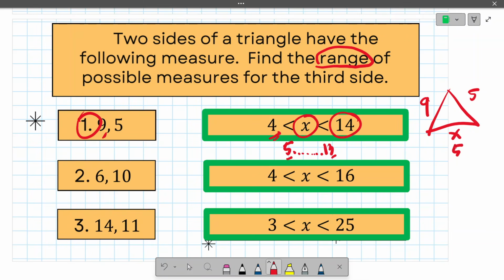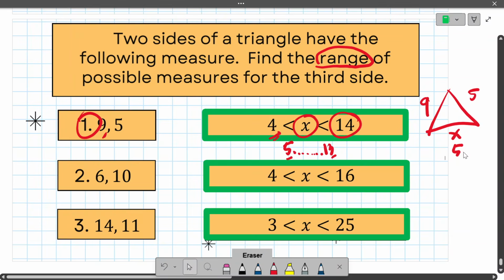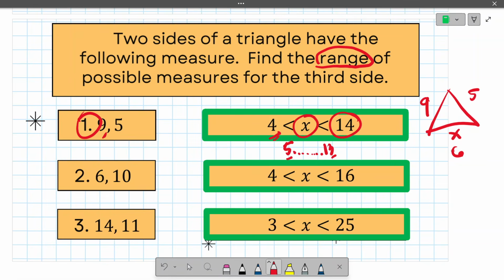Let's say 6 na lang, no? Because 6 is part of the range, no? Let's say 9 plus 6. That's still greater than 5. Let's say 5 plus 6, that's greater than 9. So this makes sense now.